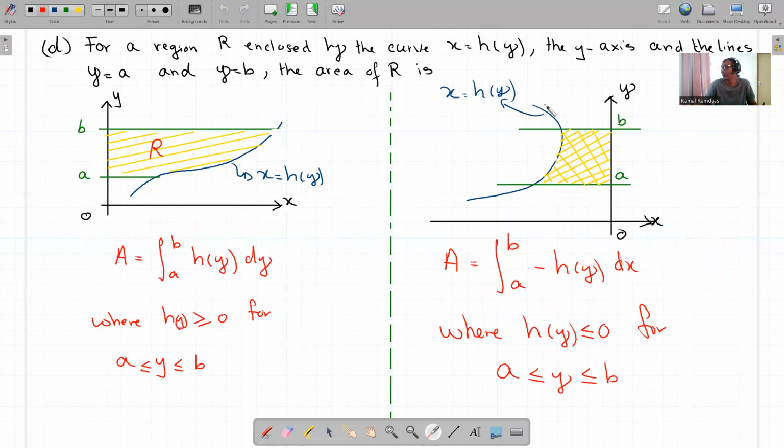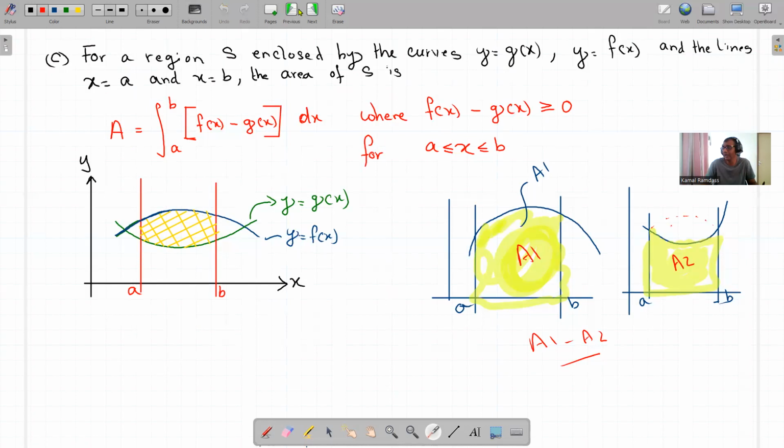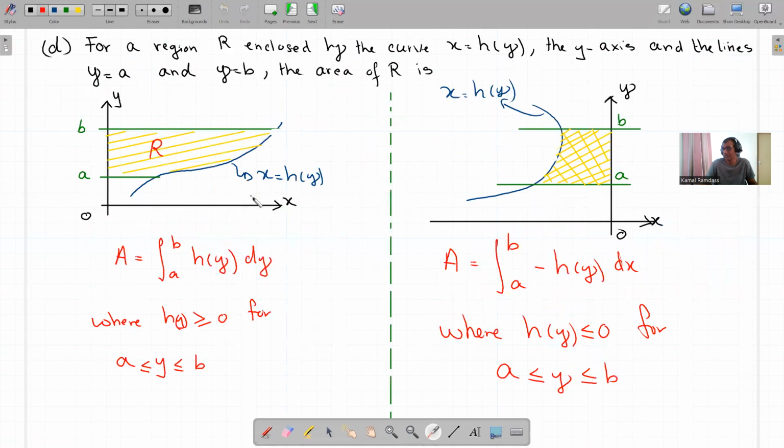Third, there is the area between the curve and the x-axis. But it is possible that we need the area between a curve and the y-axis. In that case, I don't integrate y dx, I integrate x dy. I make x the subject of the formula, and then I integrate between the boundary limits on the y-axis.